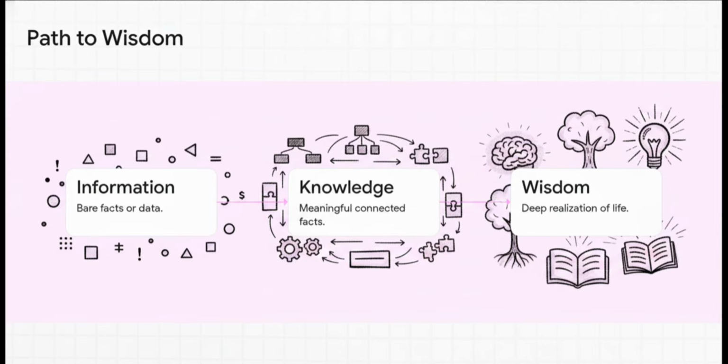Step 1 is information, your bare facts and raw data. Step 2 is knowledge, which is what happens when you start connecting those bare facts together in a meaningful way. Let's move to step 3 and see how this builds. The ultimate goal is wisdom. This is about transforming that connected knowledge into a deep, profound realization of life.